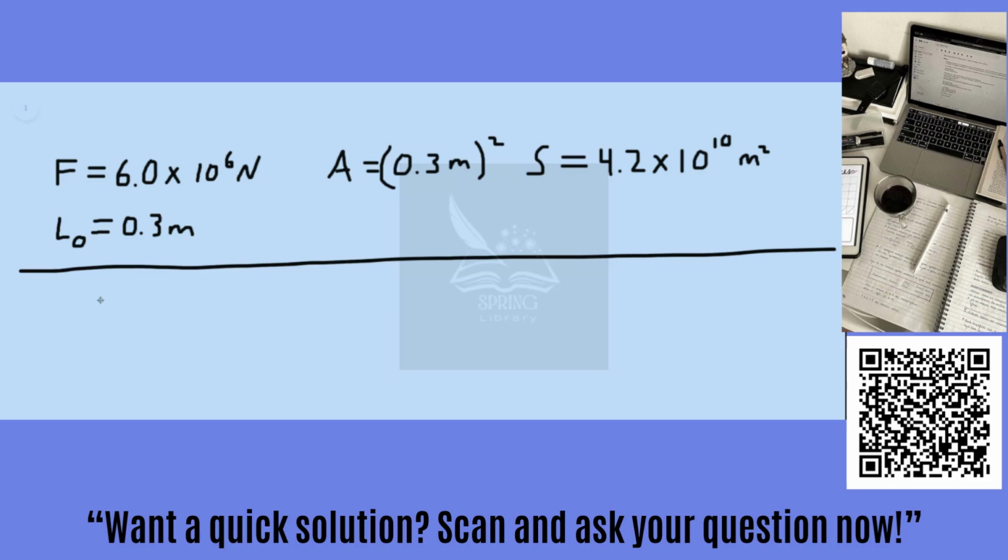S here is the shear modulus, and this is going to be equal to, since we're dealing with copper, 4.2 times 10 to the 10 newtons per meter squared. And of course, the area, since it's a cube, is just the length of each side squared. So it's 0.3 meters squared, which would be 0.09 square meters.